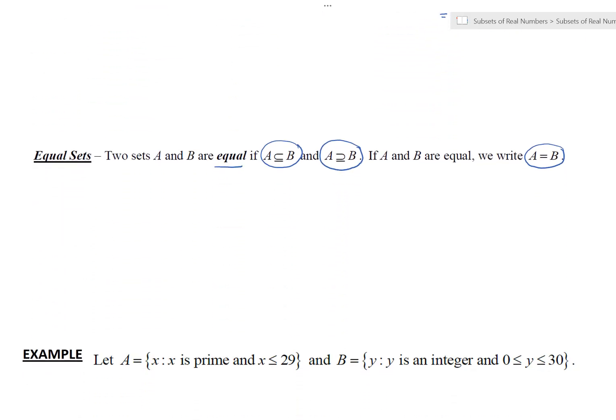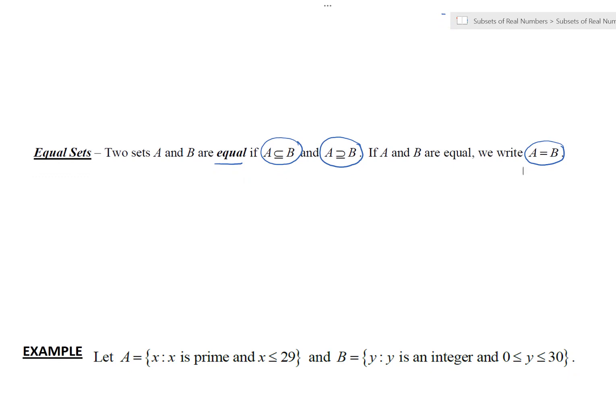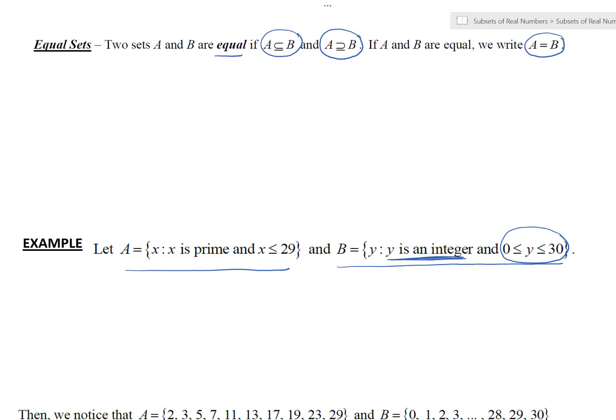Here's an example to get us going. Let set A be the collection of prime numbers that are less than or equal to 29, assuming positive, of course. And set B is the set of integers between 0 and 30, including the 0, including the 30. So we have these two sets. What are in these sets?